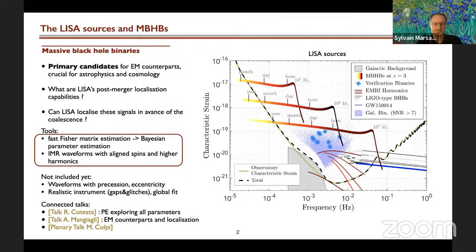In this work, we used the following tools to address these questions: a mixture of fast Fisher matrix estimations and Bayesian parameter estimation, and IMR, inspiral-merger-ringdown waveforms with aligned spins and higher harmonics. We do not include it yet, waveforms with precession and eccentricity, nor the realistic aspect of the instruments like gaps, glitches, and the global fit. And if you're interested in this topic, you should also follow the connected talks listed here.